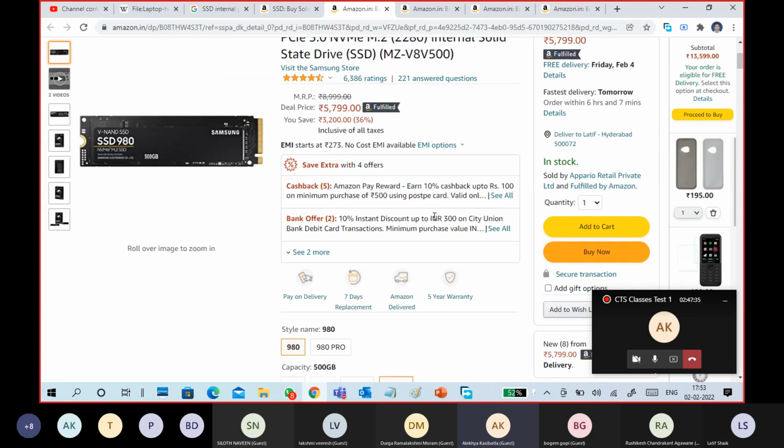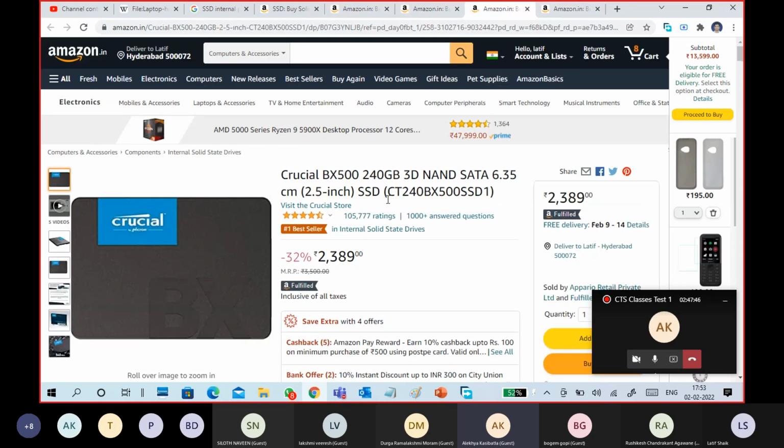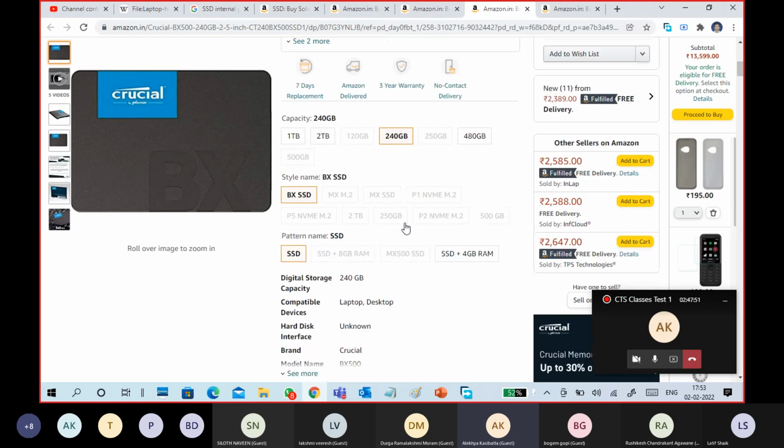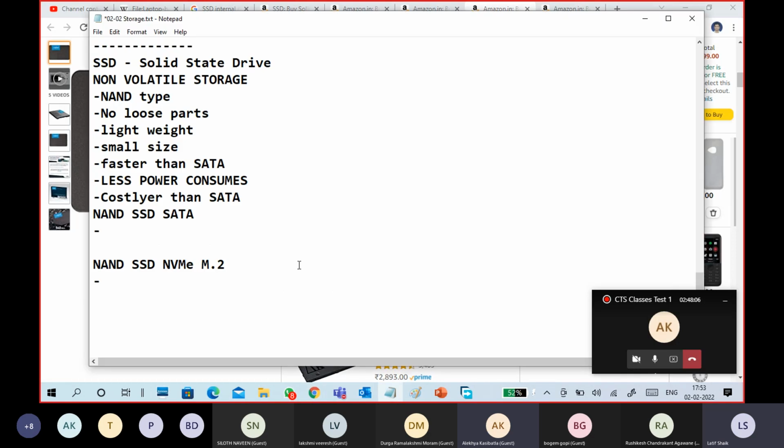Okay. So what is the speed? 3.5 Gbps. This is SATA. This is size, interface speed. This is the read and write speed. Okay. So this is what I am trying to find. This is read and write speed. So whatsoever it is, SATA interface SSDs.